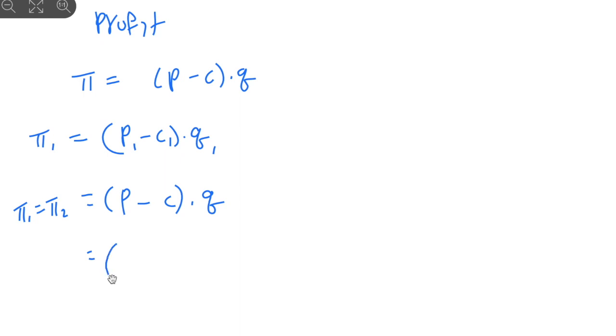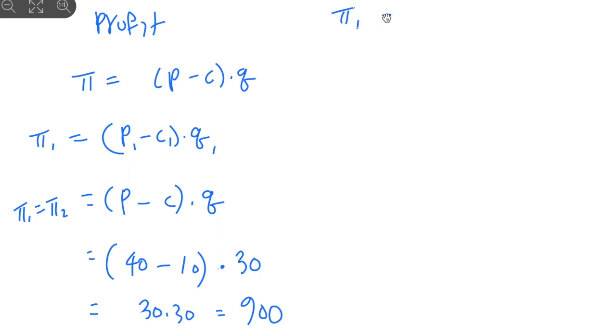Okay, so what is the price? We just calculated, that was $40. What about the cost? We have the marginal cost at $10, right? And what about the production size? Each firm produces 30, right? So we have 30 times 30 equals 900 of profit for each firm. So profit for firm 1 equals 900, and profit for firm 2 equals 900.